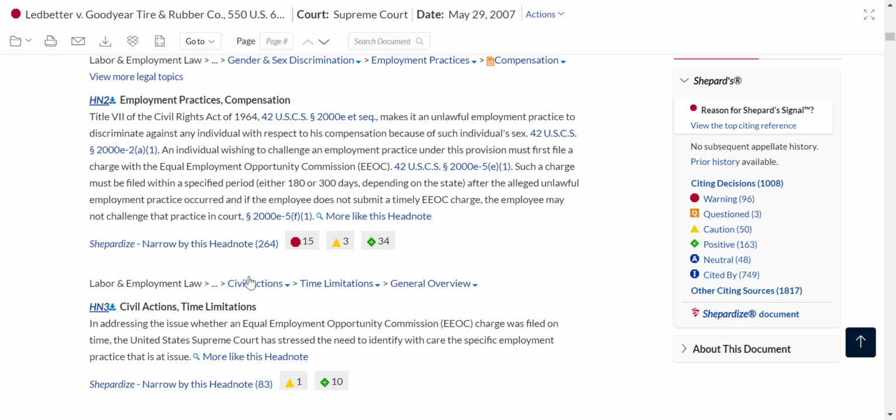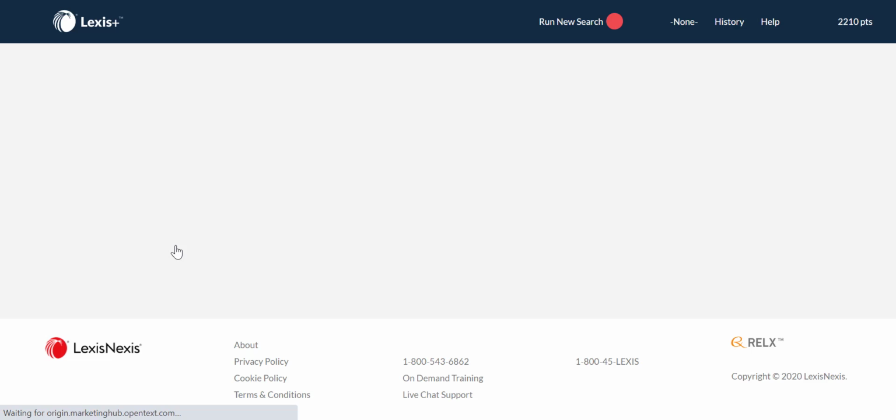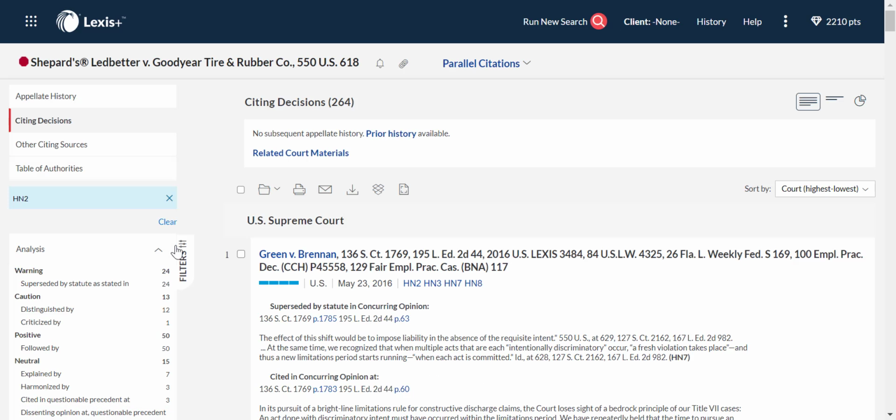But you can also see it here. When we click Shepherdize, narrow by this headnote, we're going to open up the Shepherd's report, but it's specific to this particular headnote. Everything in the citing decisions here focuses on headnote 2. We've narrowed and filtered our Shepherd's report to headnote 2.